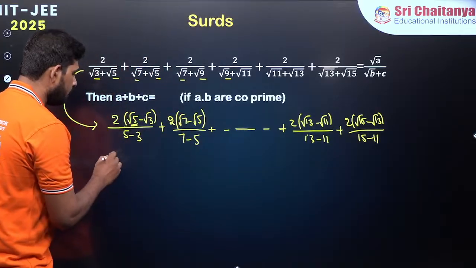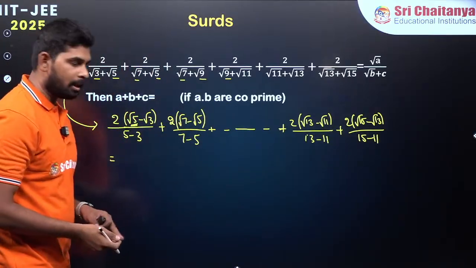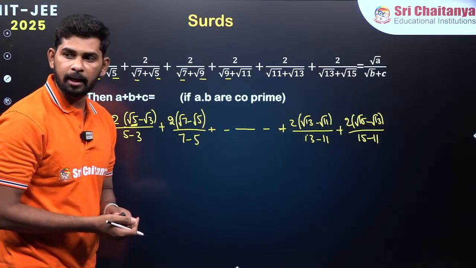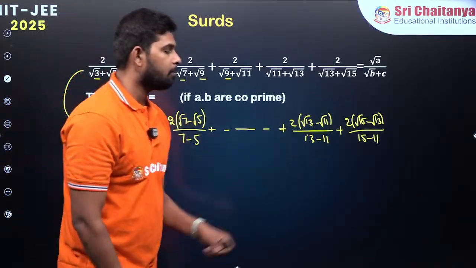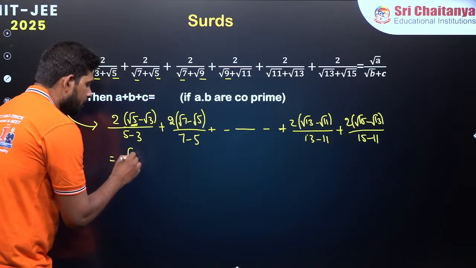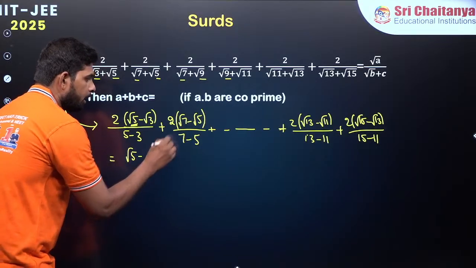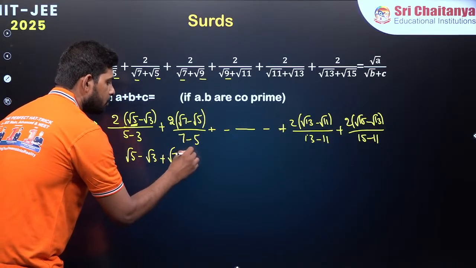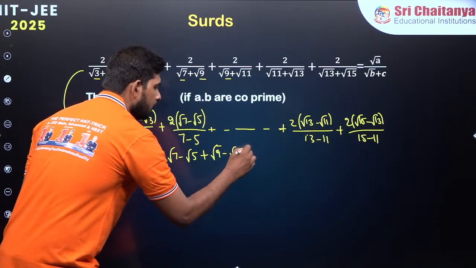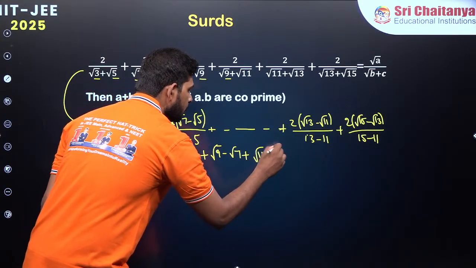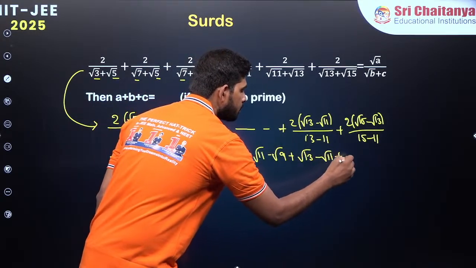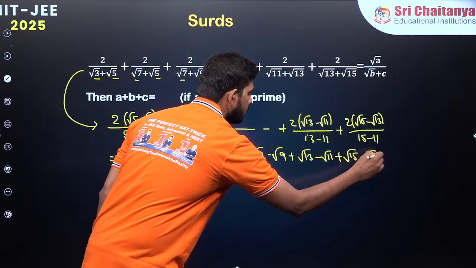Let us simplify further. That 2 is getting cancelled with the denominator because 5 minus 3 is 2, and the same way here 7 minus 5 is also getting cancelled. All these numbers are getting cancelled. So you can see that in the numerator we are left with root 5 minus root 3, and here root 7 minus root 5, and next one obviously is going to be root 9 minus root 7, then root 11 minus root 9, root 13 minus root 11, and the last one is root 15 minus root 13.